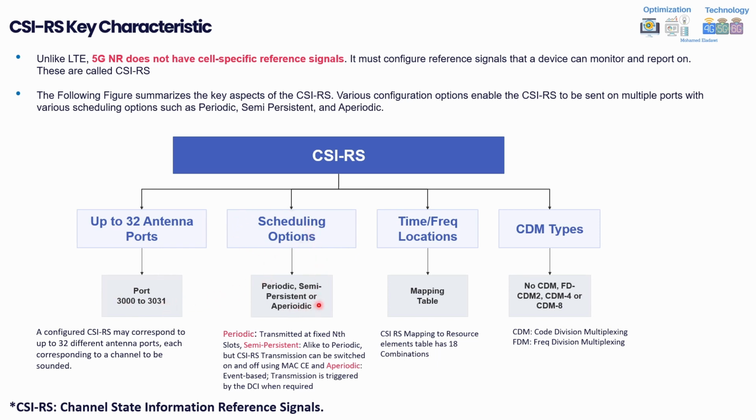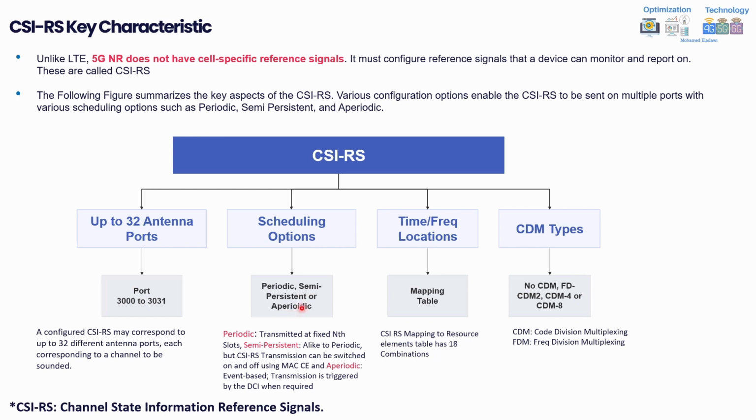Then it has the scheduling options. It can be periodic, semi-persistent, or aperiodic. The main difference between them is that periodic is usually transmitted at particular slots. It has different configurations, starting from 4 slots, which refers to 40 milliseconds, up to 640 milliseconds. And this is configurable, we can play around with it. Usually, most of the networks use, as I remember, 40 milliseconds.